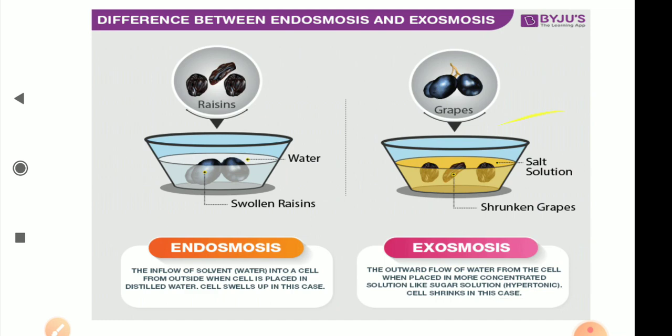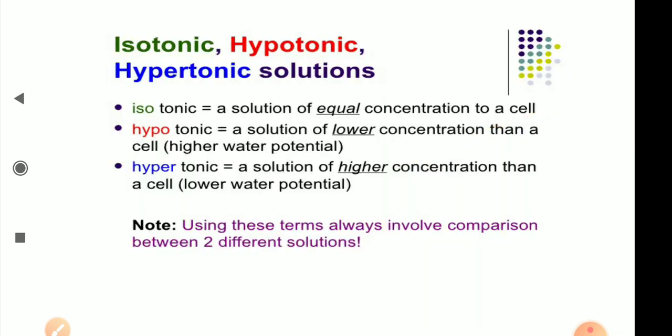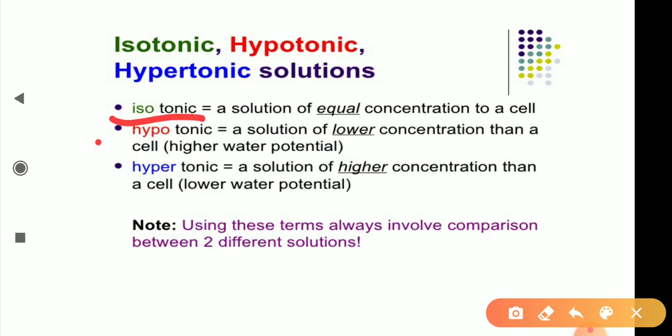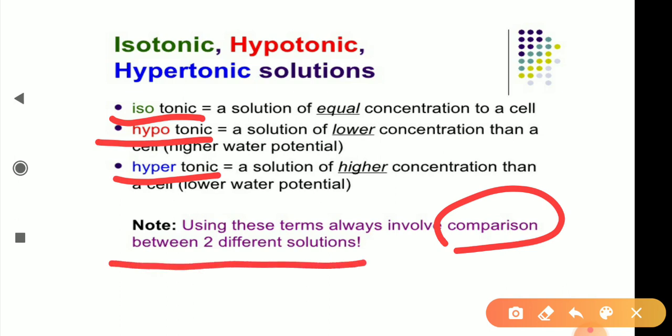To make it more clear, we need to understand the types of concentrated solutions. So here we'll go isotonic, hypotonic and hypertonic. As these are words we need to compare, when we talk about two solutions, when we compare two solutions, then we are going to use these terms. As given in the note, using these terms always involves a comparison between two different solutions.